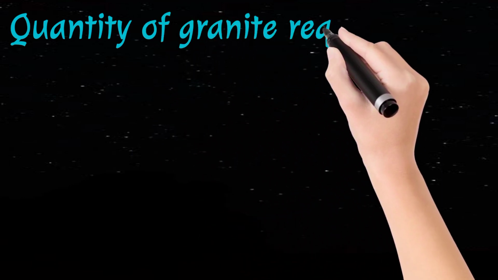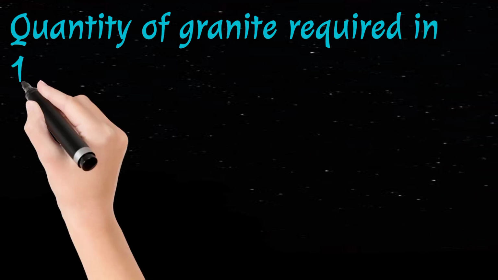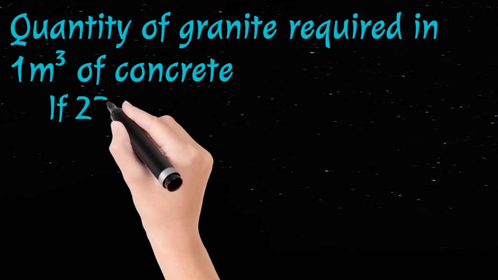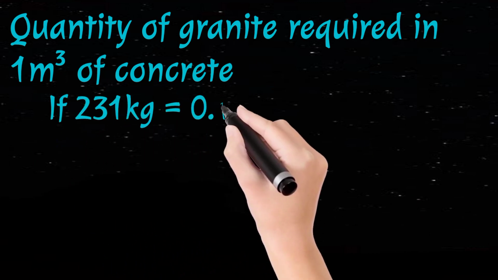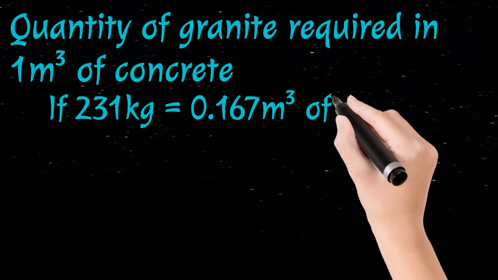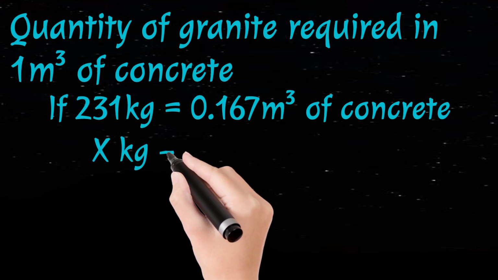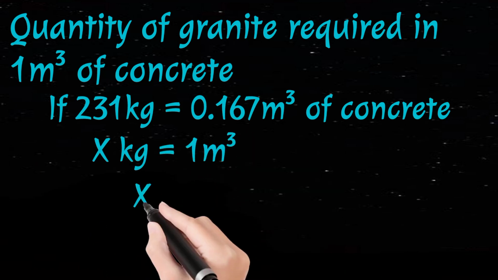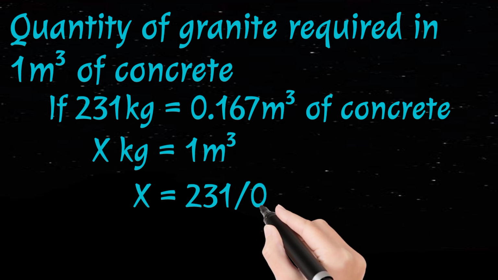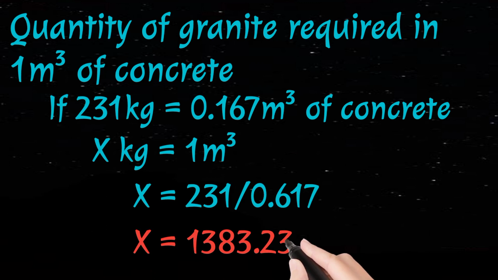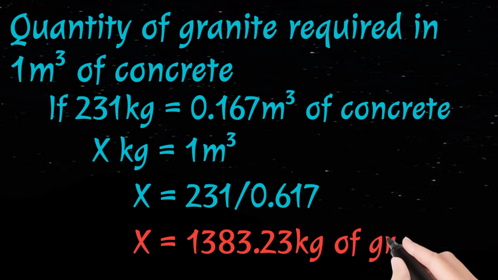We are moving now to the next item, which is granite in concrete. You know, cement, sand, granite, and water make up concrete. So we've gotten that of cement, we've gotten that of sand. Now we are going to get that of granite. Okay, so quantity of granite required in 1 cubic meter of concrete: if 231 kilograms of granite will give us 0.167 cubic meter of concrete, how many kilogram of granite is in 1 cubic meter?